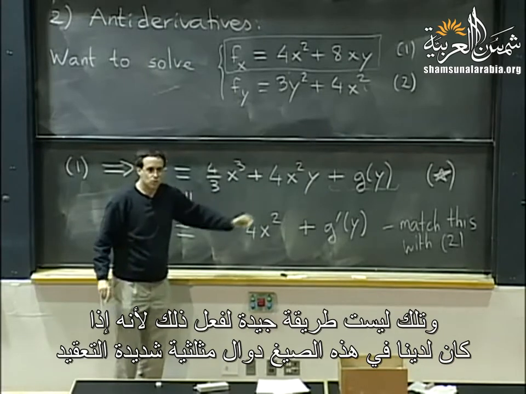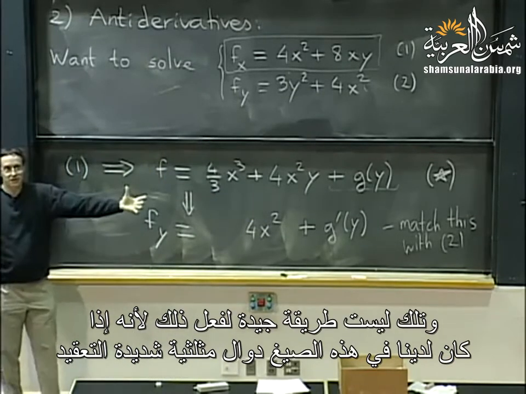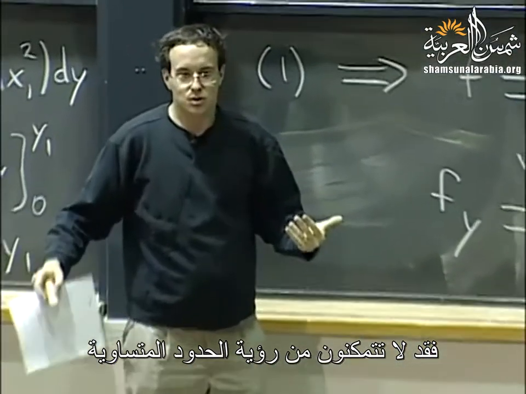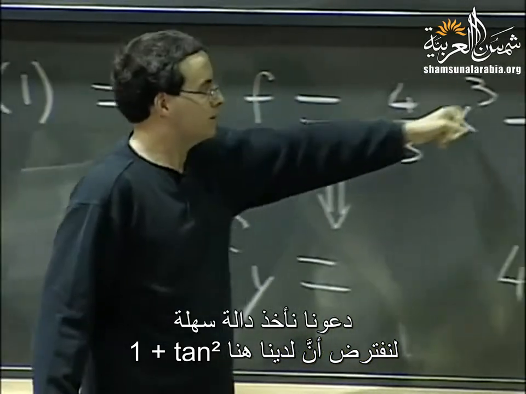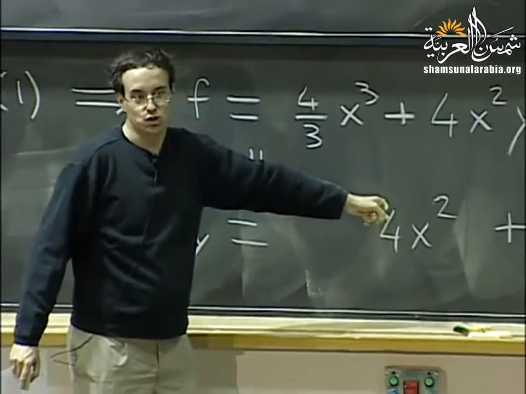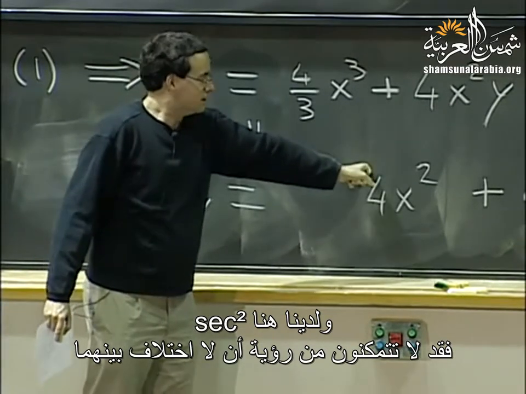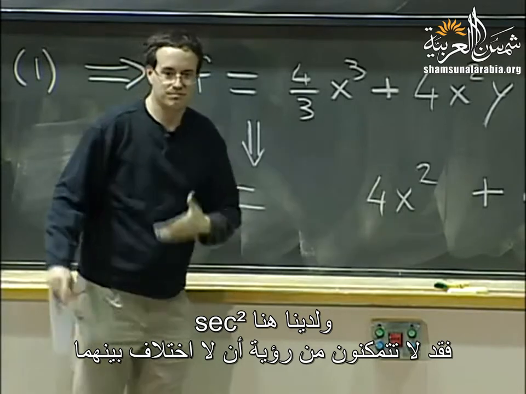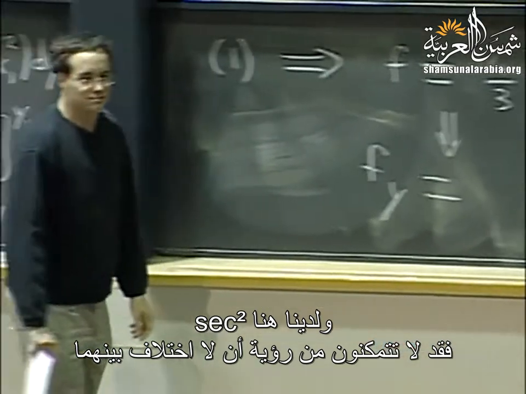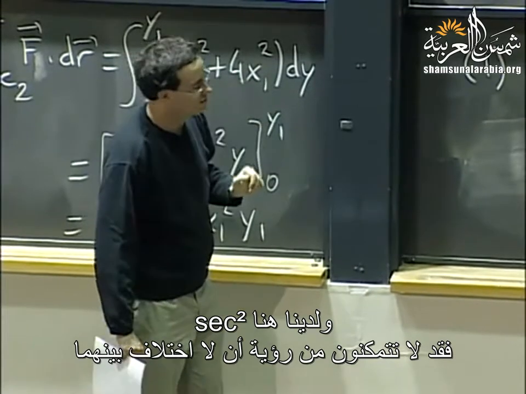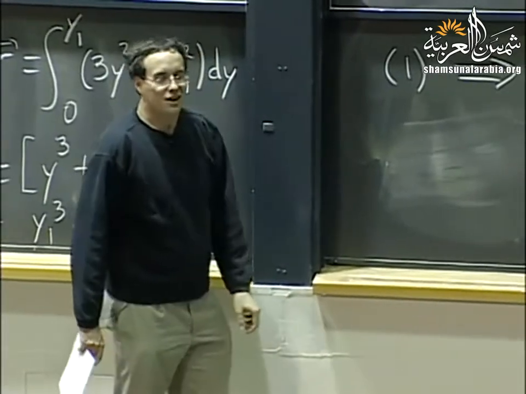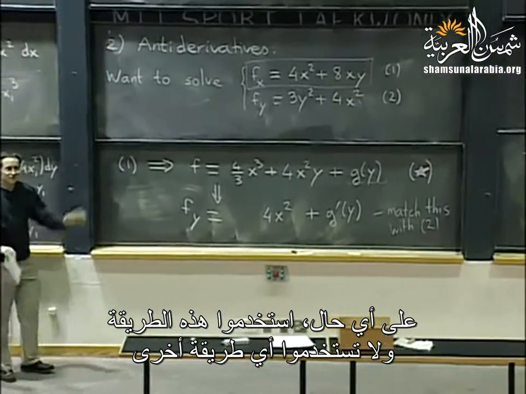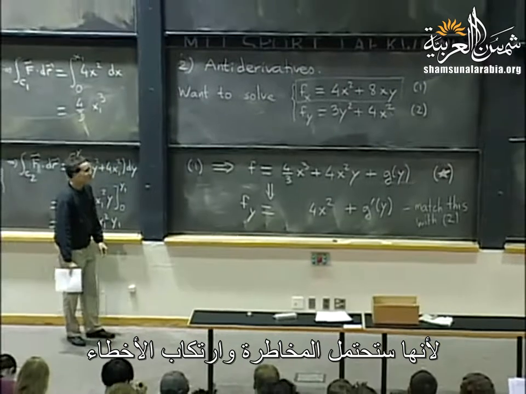That's actually not a good way to do it, because if I put sufficiently complicated trig functions in there, you might not be able to see that two terms are the same. To take an easy one, say here I have 1 plus tangent squared, and here I have secant squared. Then you might not notice that there's no difference. Anyway, I'm saying do it this way, don't do it any other way, because there's a risk of making a mistake otherwise.